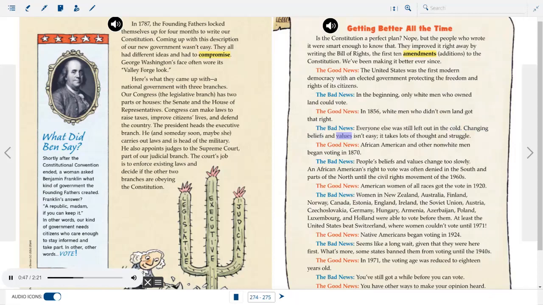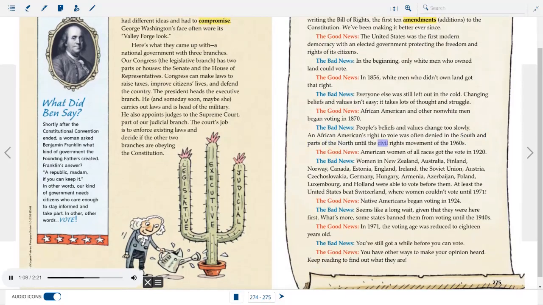Changing beliefs and values isn't easy. It takes lots of thought and struggle. The good news. African American and other non-white men began voting in 1870. The bad news. People's beliefs and values changed too slowly. An African American's right to vote was often denied in the South and parts of the North until the Civil Rights Movement of the 1960s.